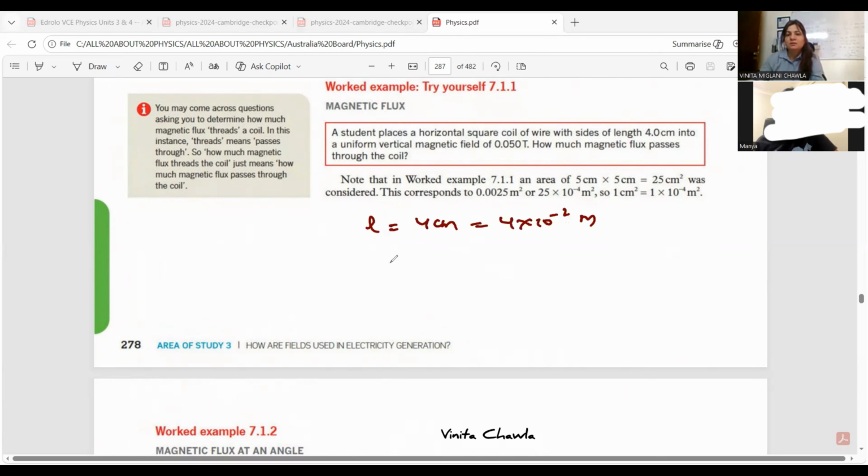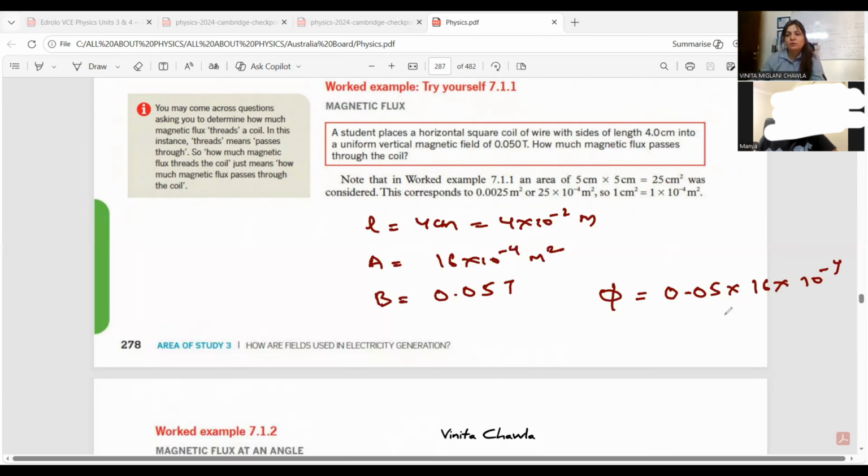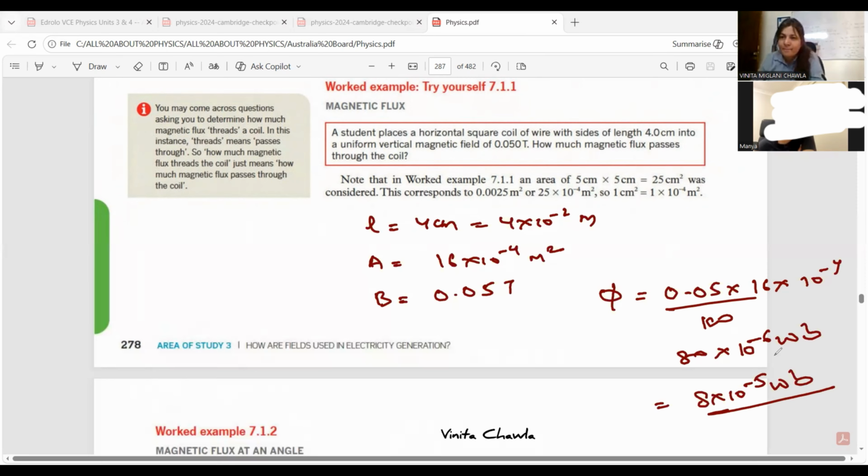And area is length side square. So 16 into 10 power minus 4 meter square is the area and magnetic field is 0.05 Tesla. So just multiply these two quantities. 0.05 into 16 into 10 power minus 4, with 100. 16 5s are 80, into 10 power minus 6 Weber. Are you getting the same answer? I'm getting 8 times 10 to the power of -5. That's correct.